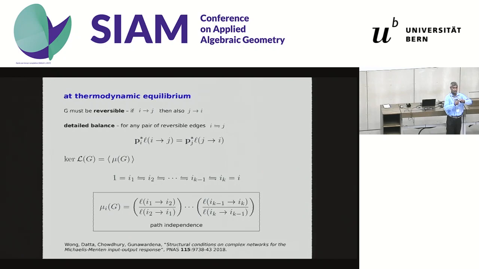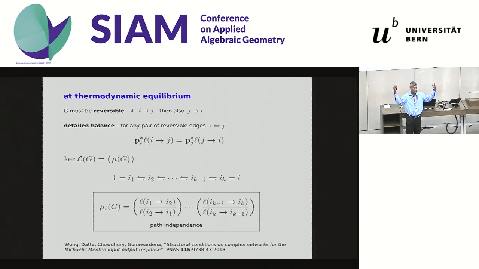And if I have a pair of reversible edges, this is the magic. They basically behave as if they're disconnected from the rest of the graph. All right? If I take a steady state, the probability flux from I to J is balanced against the flux from J to I. It's as if this pair of reversible edges doesn't see anything around it except for the steady state. That's the only thing that ties all this together.